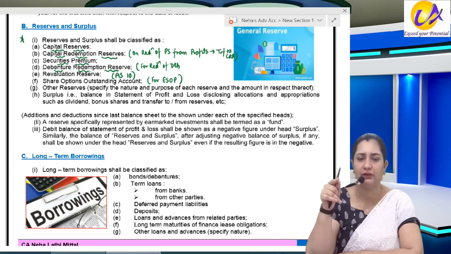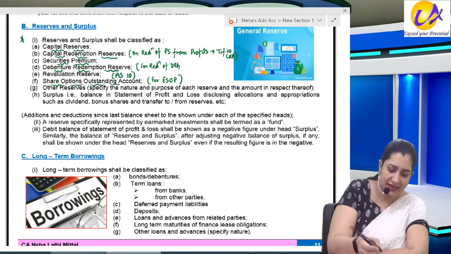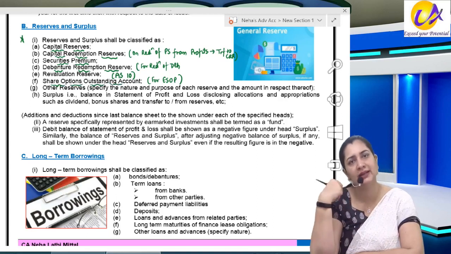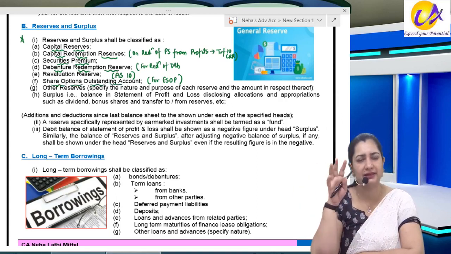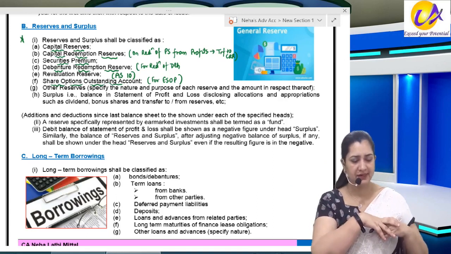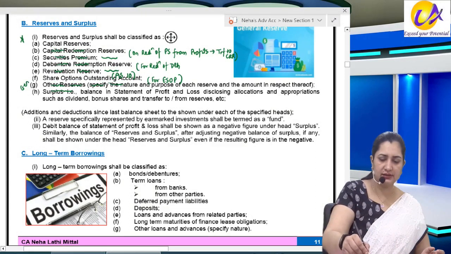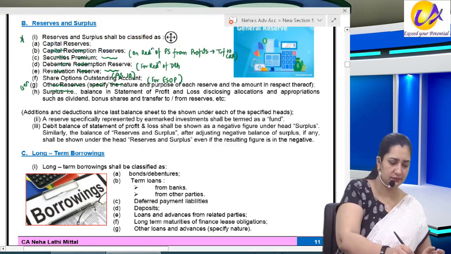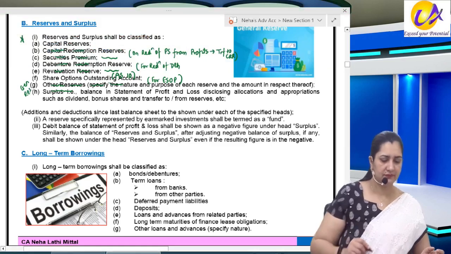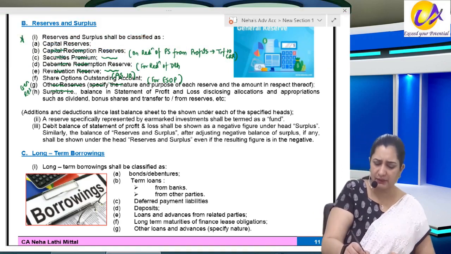So ESOP will be shown where? It will be shown under your reserves and surplus. Share option outstanding it is called. Example for this is ESOP. There could be any other options also outstanding for shares, but maximum times we use it for ESOP only. Employee stock option plan, the options outstanding, we show it over here. Okay. And any other reserves could be there. Any other reserves, what could be the example? They could be general reserve. General reserve, you all know now. So general reserve is there. All the other reserves will be coming there. Any other reserve is there. What is the purpose of the reserve and all that?